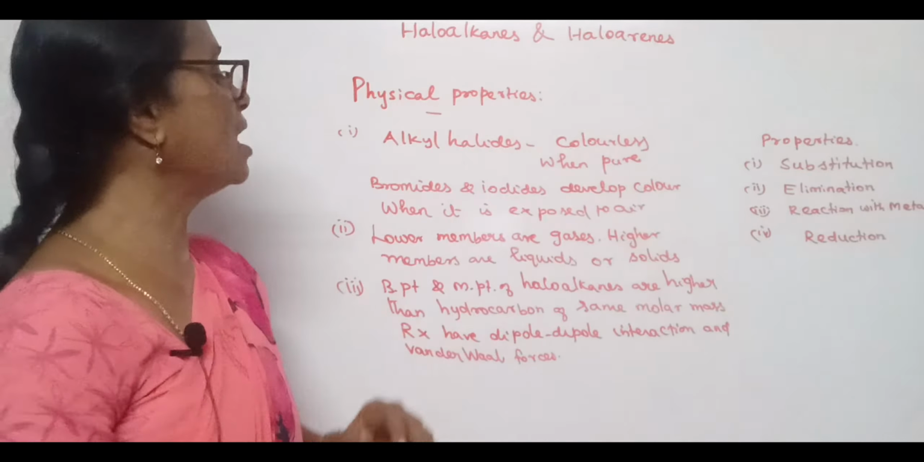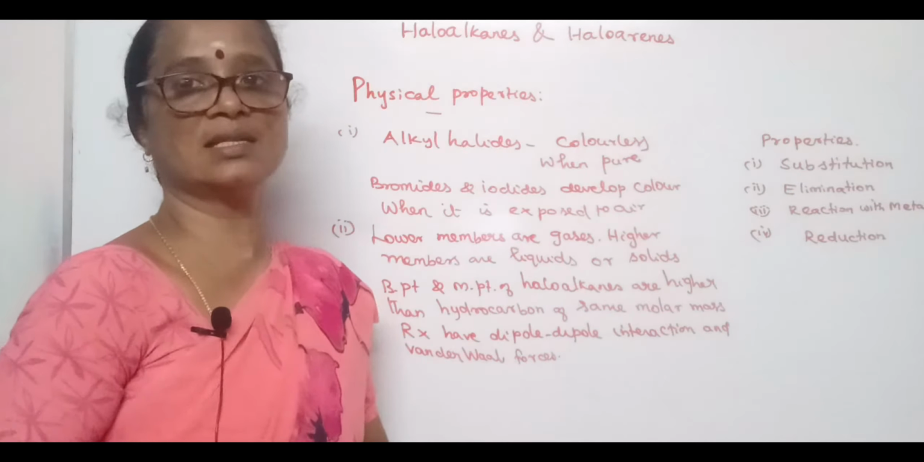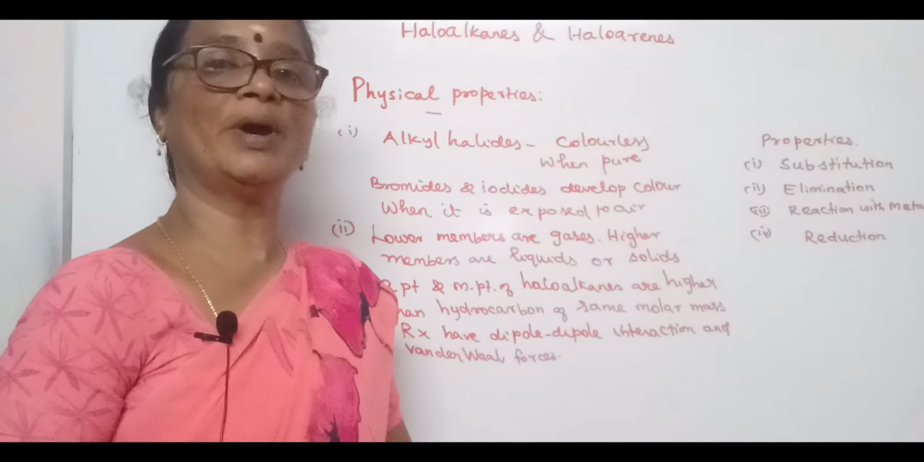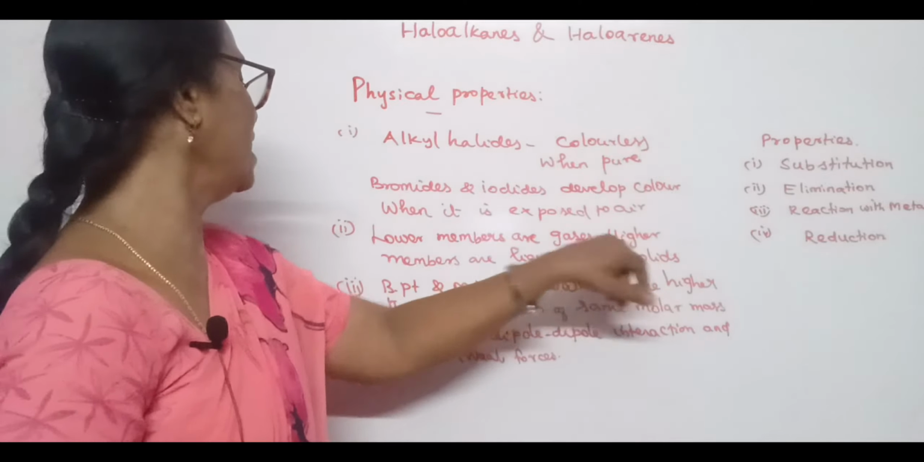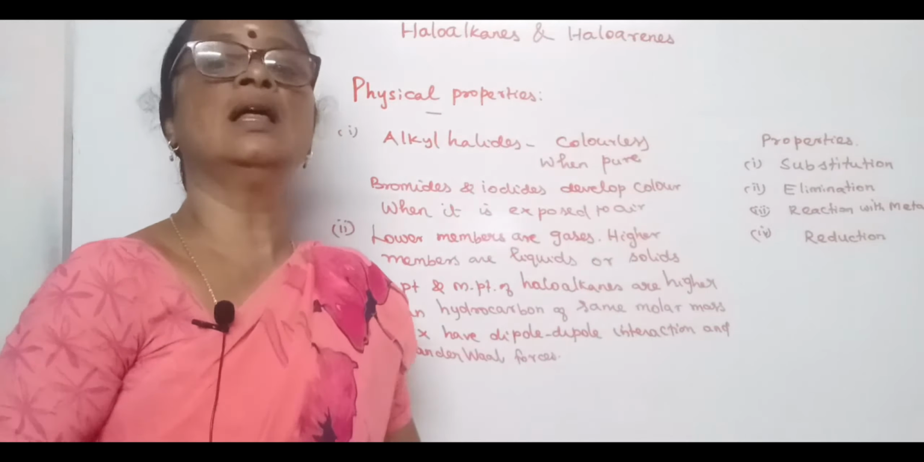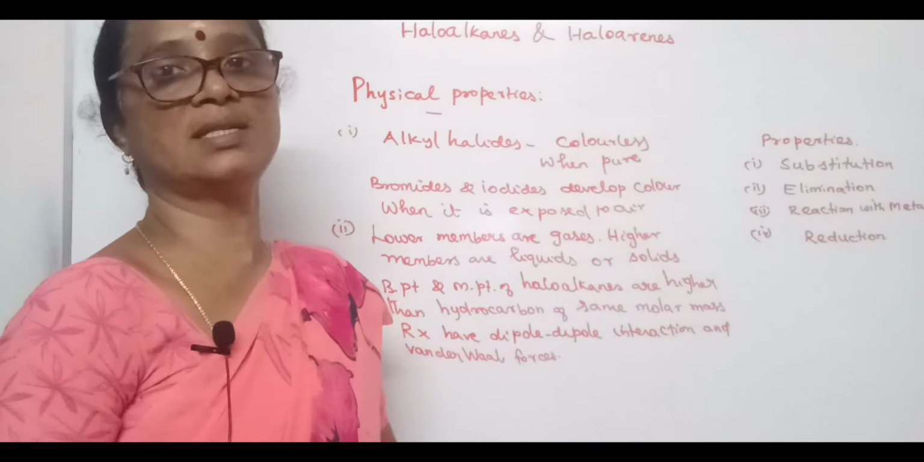Lower members of haloalkanes are gases like ethyl chloride, ethyl bromide, methyl chloride, methyl bromide, etc. But the higher members of haloalkanes usually exist in liquid state or in a solid state.